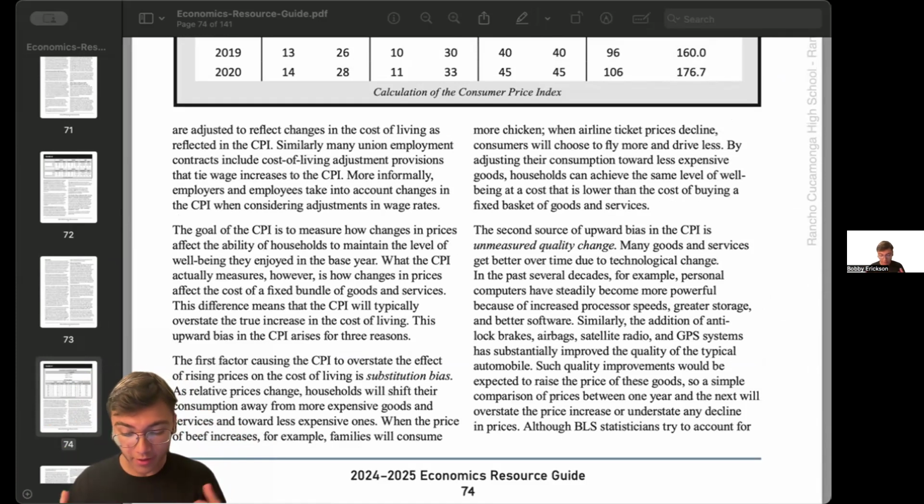Then another upward bias factor is the unmeasured quality change. Since a lot of goods and services get better over time from technological change, the quality improvement would be expected to raise the price of the goods. And so the comparison of prices between one year and the next will overstate the increase or understate any decline in prices here.